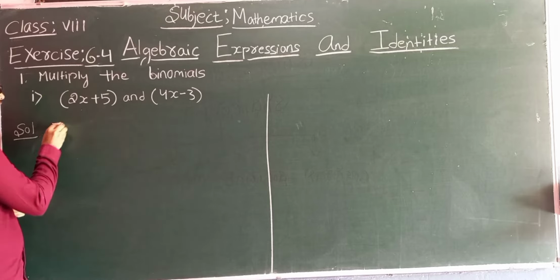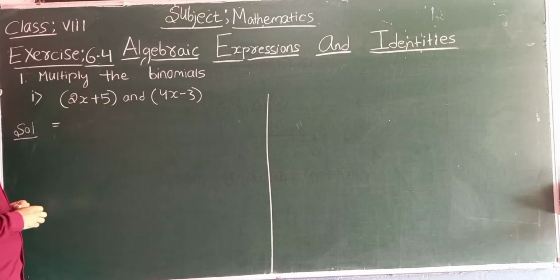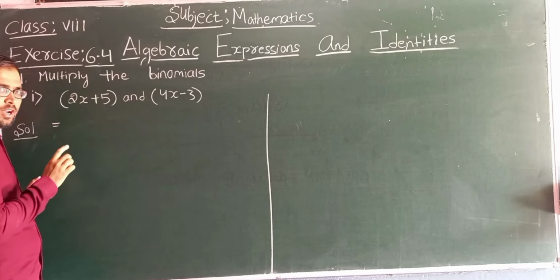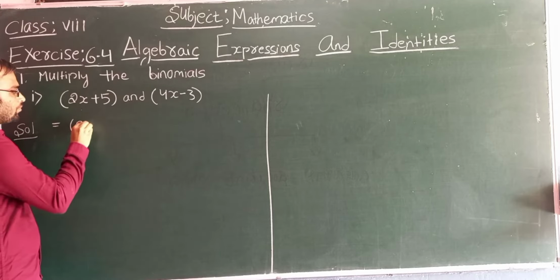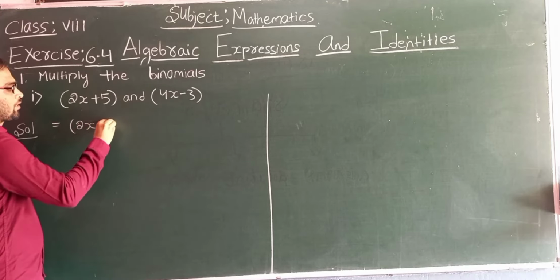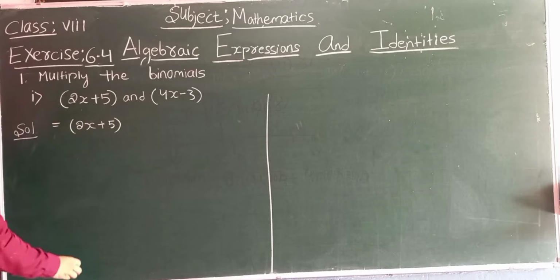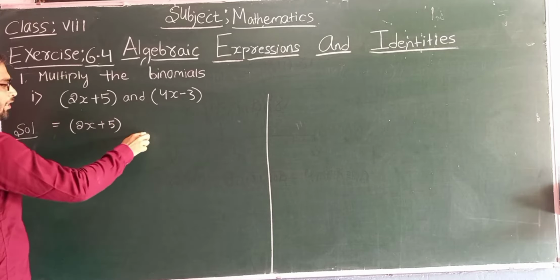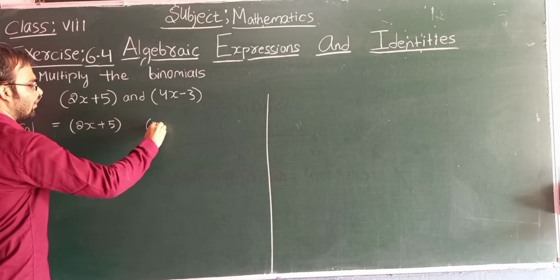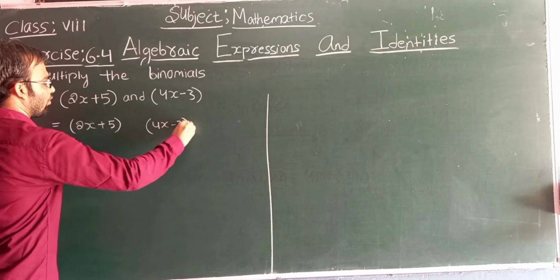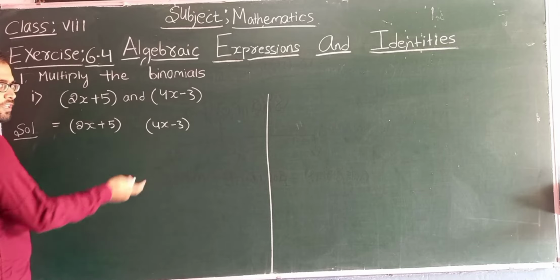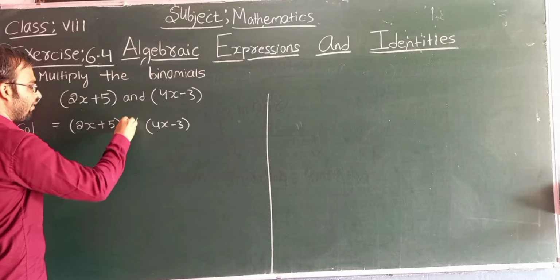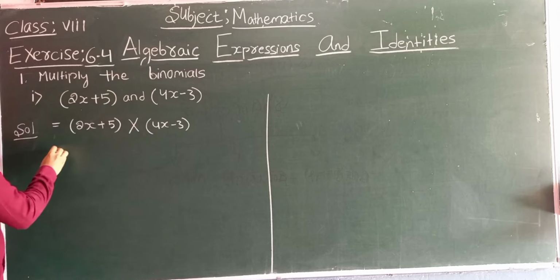What is the first step? Write this one as it is, and as we need to find the product, in place of "and" we have to write the multiplication sign. So (2x plus 5) into (4x minus 3). Students, you can write "into" here, or you can write only the bracket, because a bracket always indicates multiplication. Let it be here; I will write the multiplication sign.